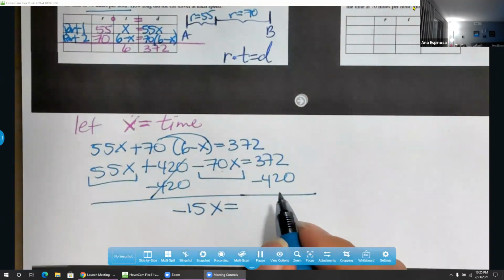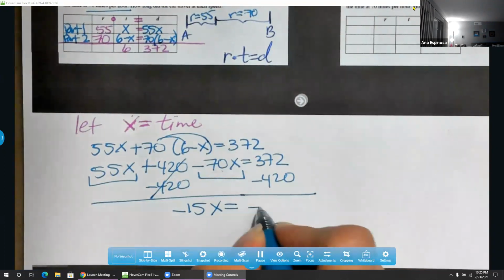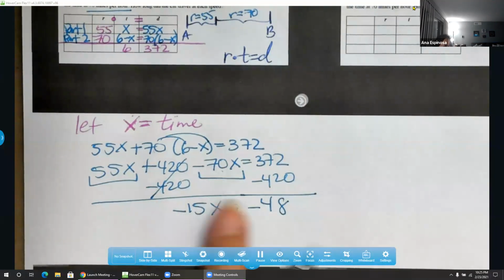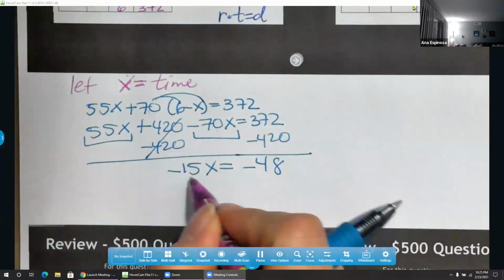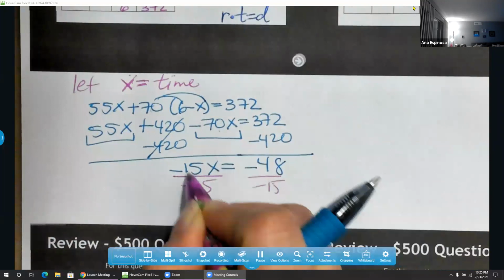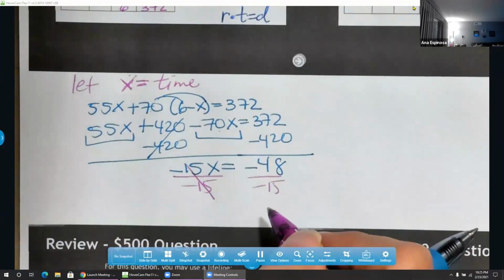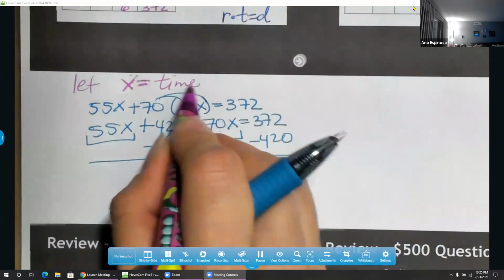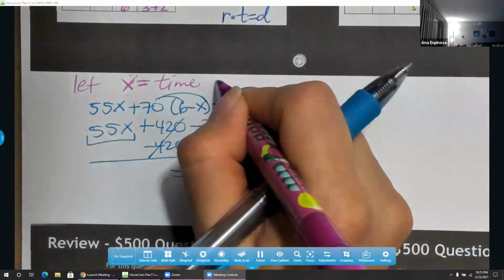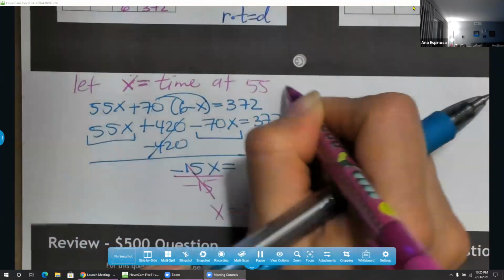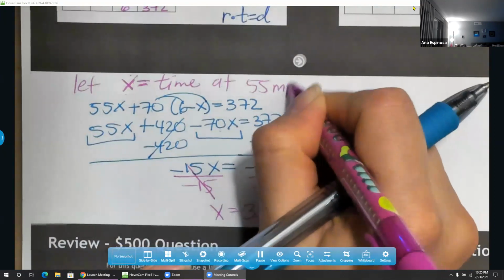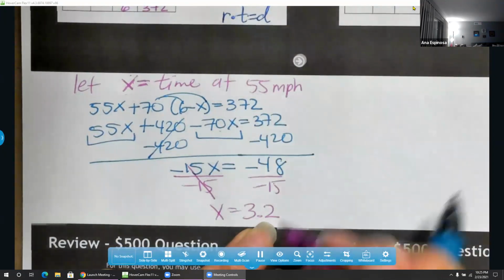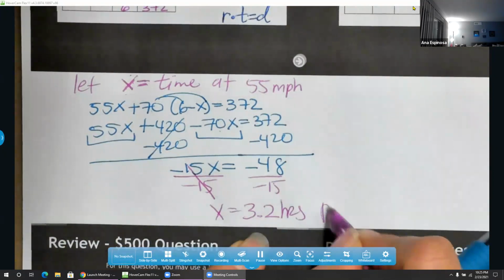And then when I take 372 and subtract 420, oh dear, 372 minus 420 gives me negative 48. So yes, I will have negative intermediate steps, but then I divide by negative 15, and that gives me a positive number of 3.2. X was hours, so time at 55 miles per hour. So this is the time in hours that it took for part 1.